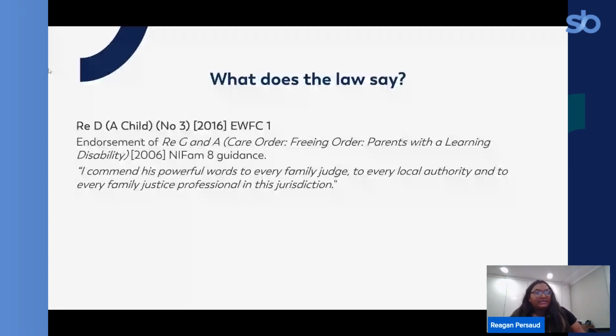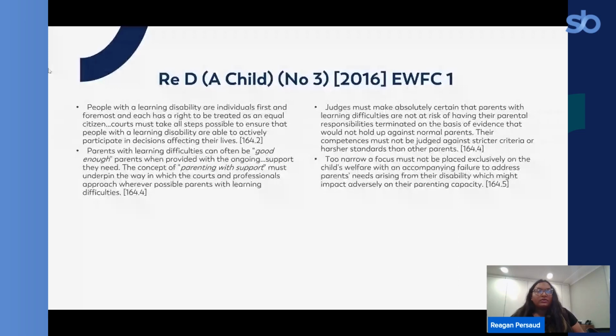People with learning disabilities are individuals first and foremost, and each has a right to be treated as an equal citizen. Courts must take all steps possible to ensure that people with learning disabilities are able to participate. When it says courts should take all steps, it does actually mean not just courts, of course. It means the local authority, those assessing.